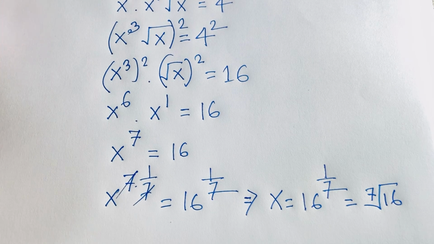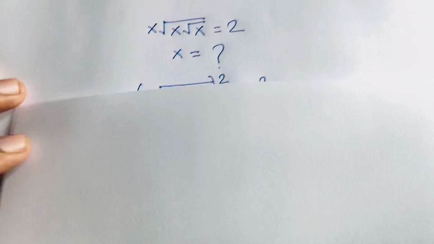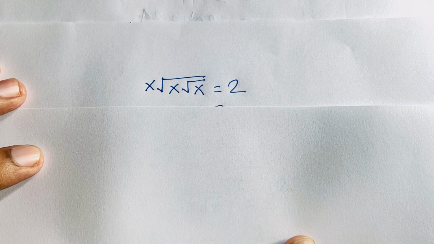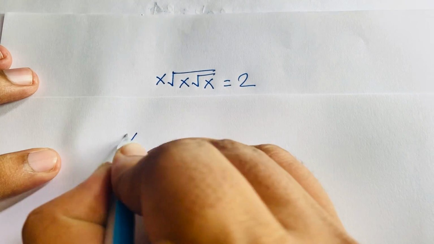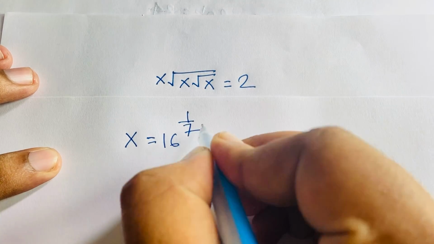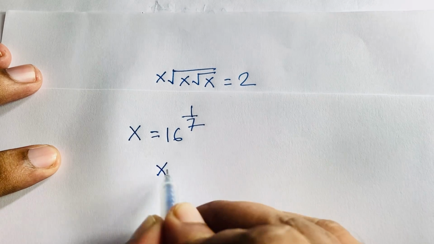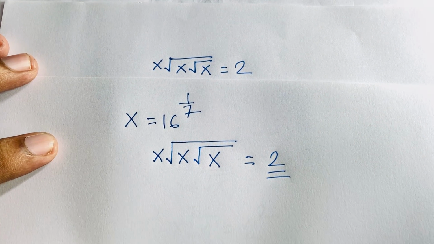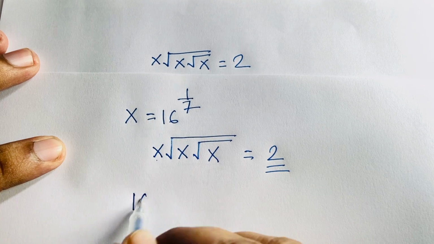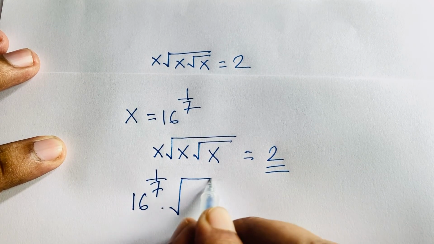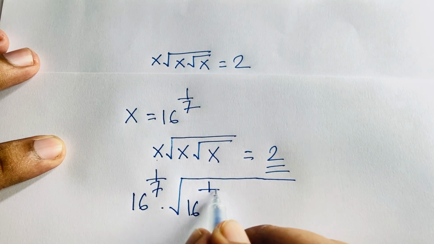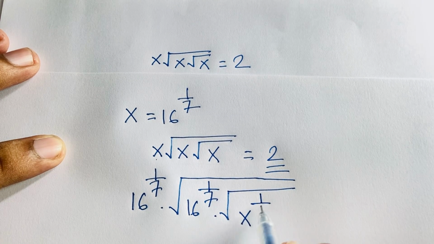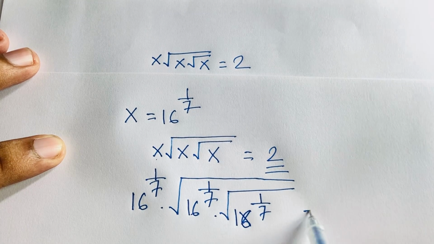Yes, now let's check our answer. Our question is x times square root of x, all under a square root, is equal to 2, and we found x is equal to 16 to the power 1 over 7. Our answer should be 2. So x is 16 to the power 1 over 7, times the square root of 16 to the power 1 over 7, and so on, and it is equal to 2.